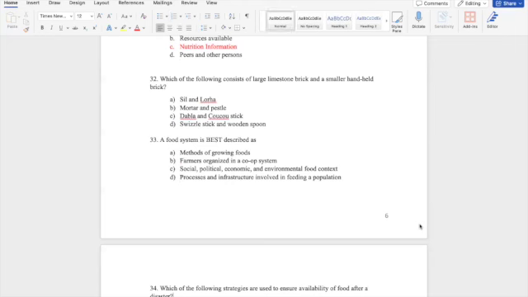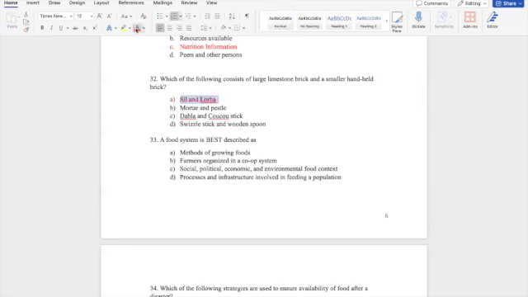Which of the following consists of large limestone brick and a smaller handheld brick? So this would be A. A will be the option here.